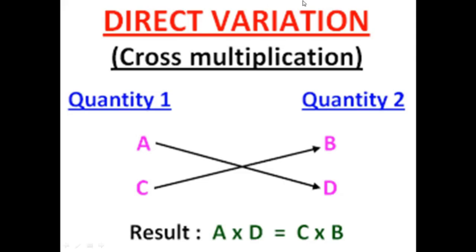If we are solving a question of direct variation, then we will cross multiply the given quantities. Suppose this is quantity 1, A and C, and these are quantity number 2, B and D. Then what will you do? You will multiply A with D is equal to C multiplied by B.